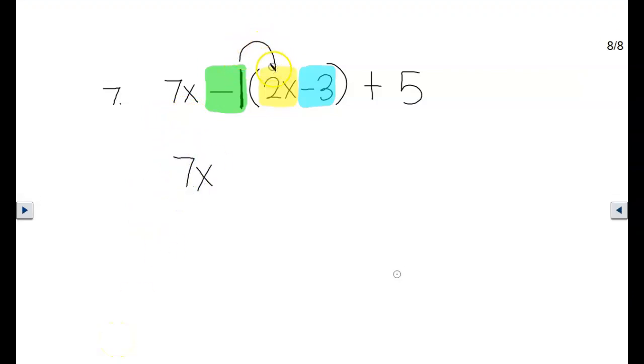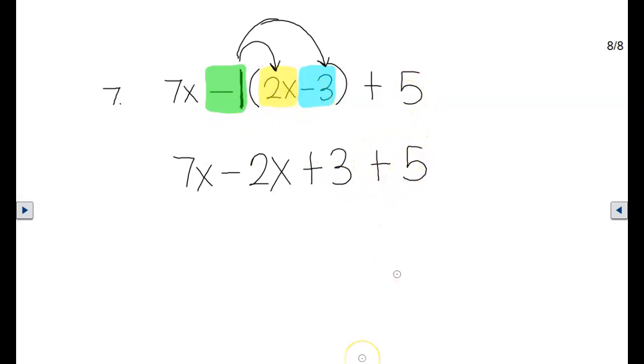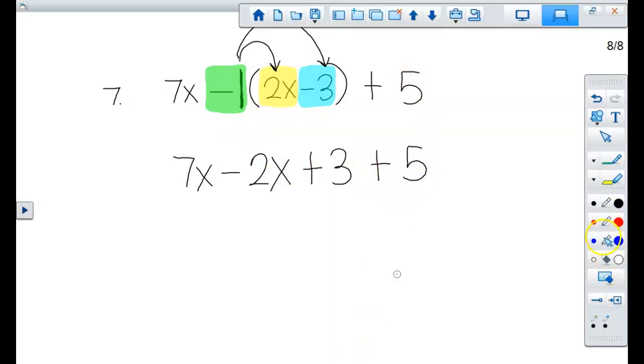I'm going to do negative 1 times 2x. Negative 1 times 2 is negative 2. Reattach x. Then I'm going to do negative 1 times negative 3. So negative 1 times negative 3 is positive 3. Both members have been multiplied by negative 1, so this plus 5 just moves down. So now that I've distributed, now time to deal with like terms.